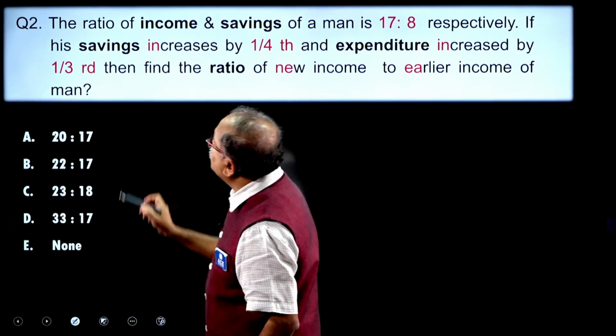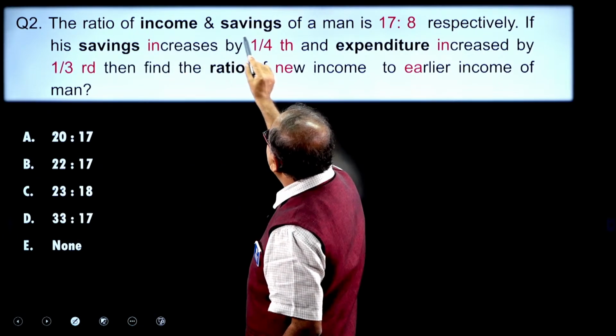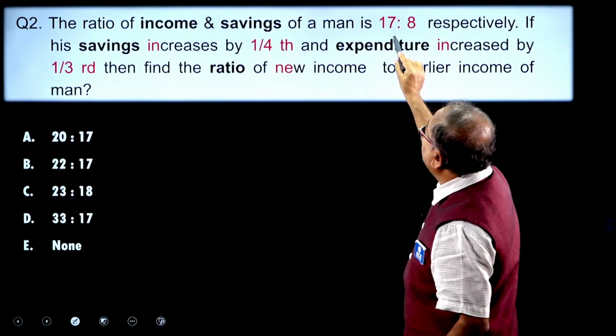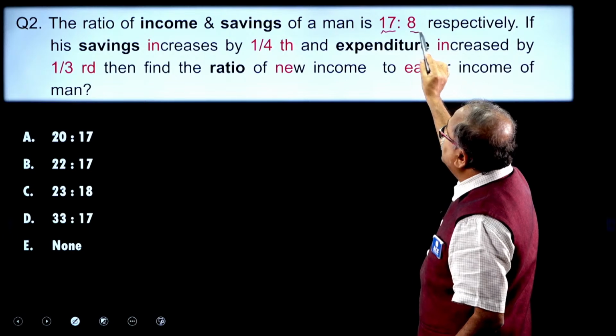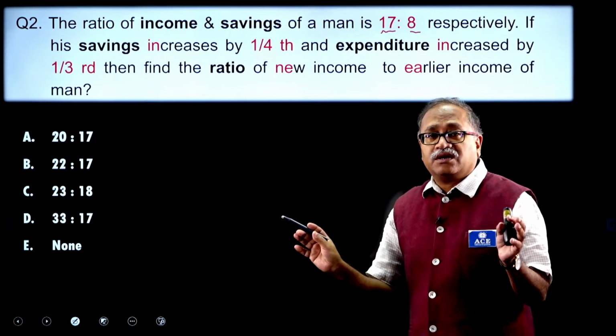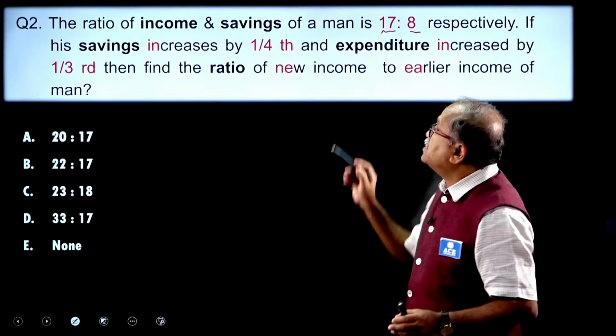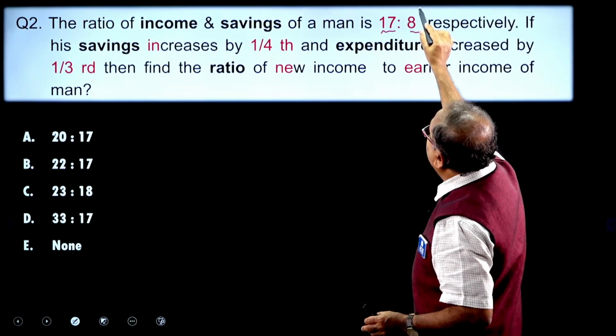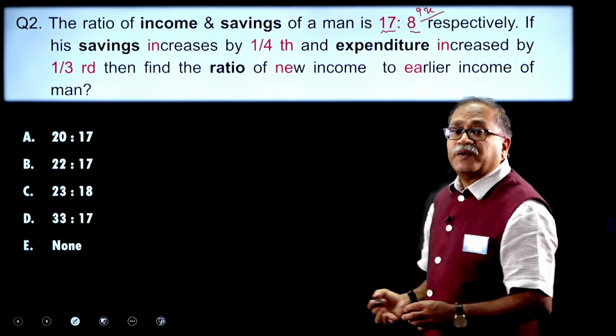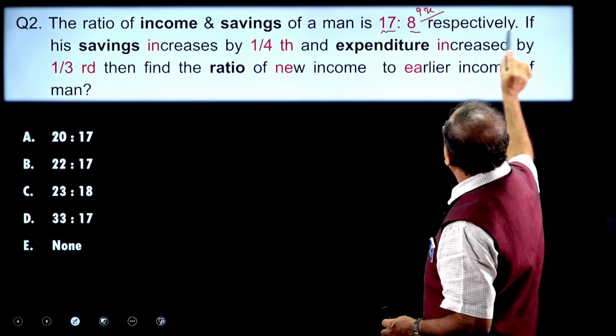So, let us work out the basic question. The ratio of the income and saving of a man is 17:8. If the income is 17x, the saving is 8x, that means the expenditure is 17 minus 8, that comes to 9x, is the expenditure, respectively.